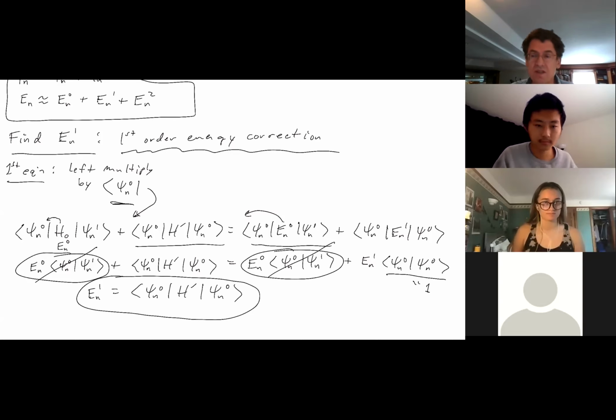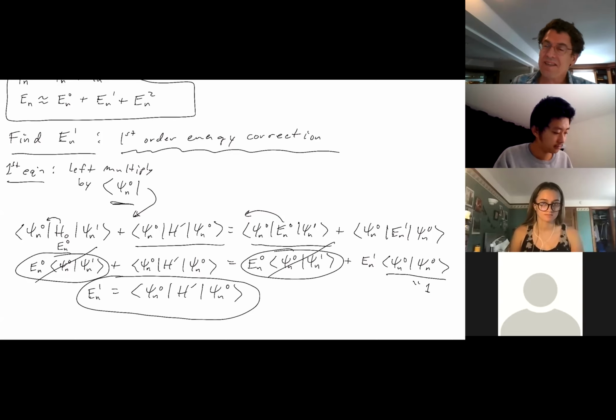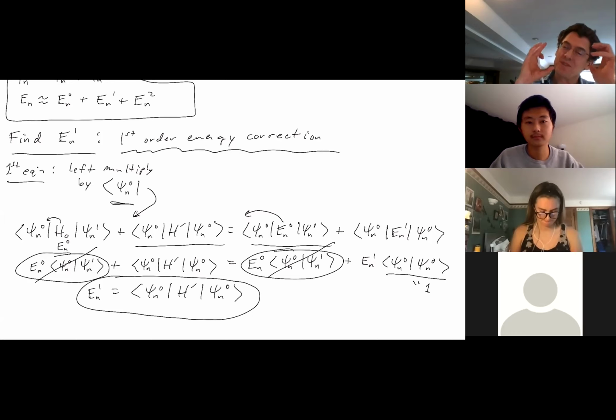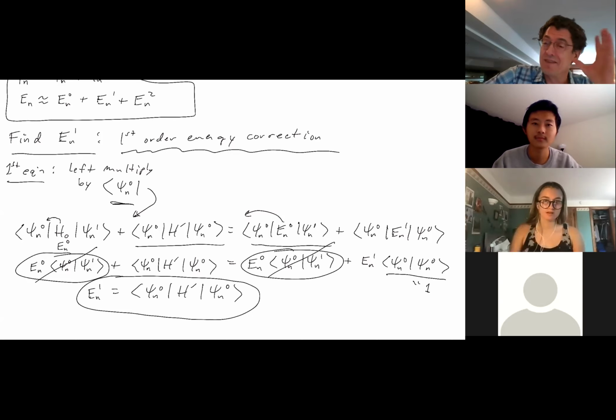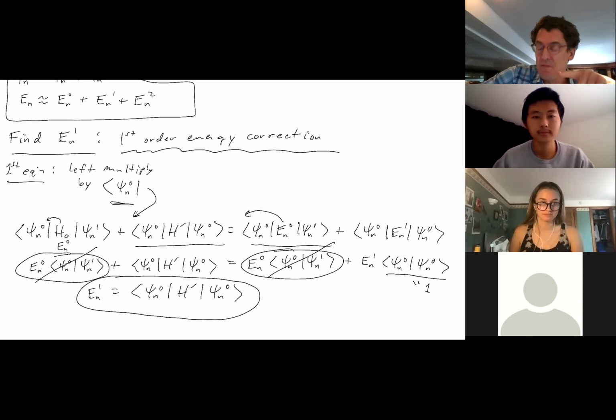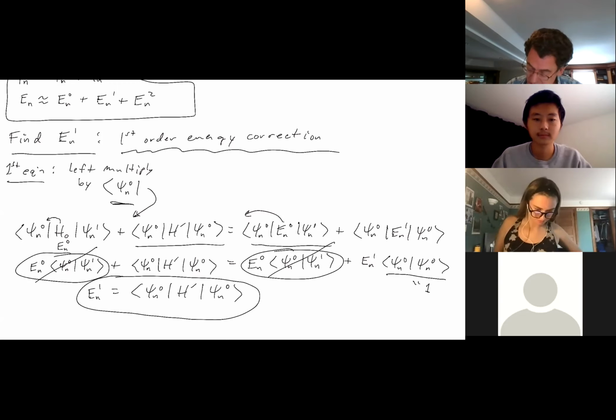And this is like, I would say this is probably the most important result from perturbation theory. So if you sort of forget everything about perturbation theory, just remember this, you'll be doing pretty good. Well, not for this class, I mean, but for 10 years from now. So this is really important.